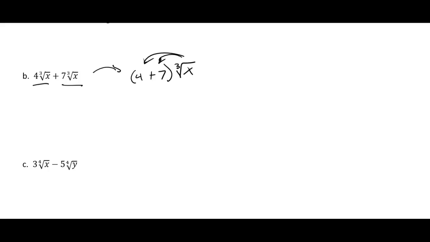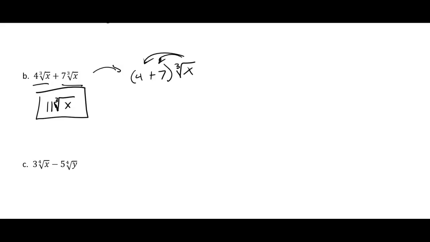And then 4 plus 7 is 11. So we're going to get 11 cubed root x. That's 11 times the cubed root of x. Now, I didn't do a very good job on my radical sign, but yeah, don't forget to put the index. That's what I was going to say.